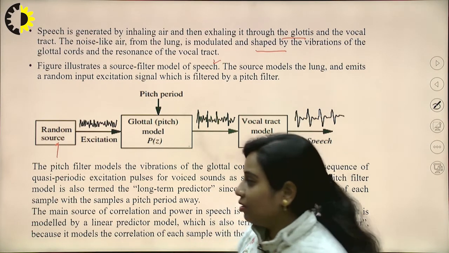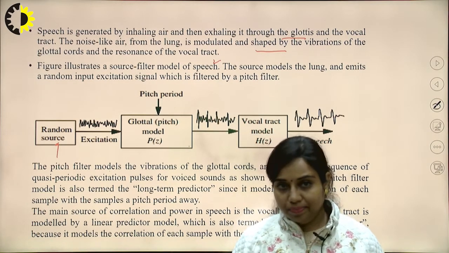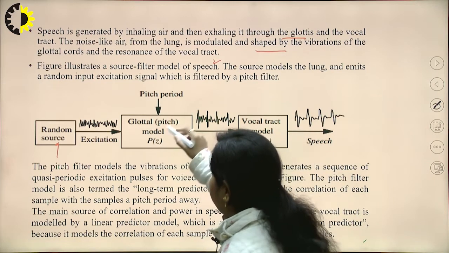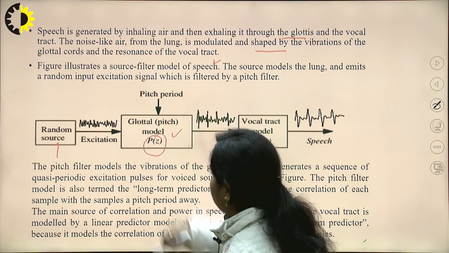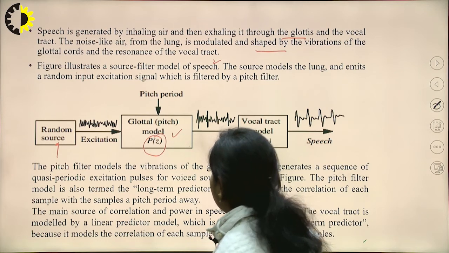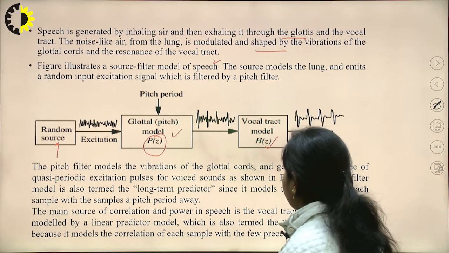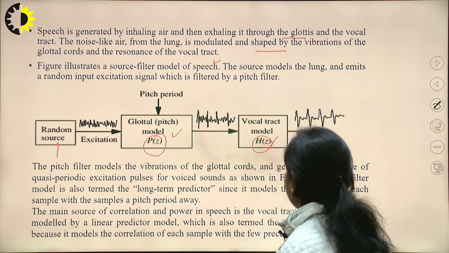Then it is applied as an excitation. Excitation is basically the input signal. It is applied to this model whose transfer function is given by P(z). Then it is applied to the vocal tract model whose transfer function is given as H(z), and that will be the output as a speech signal.